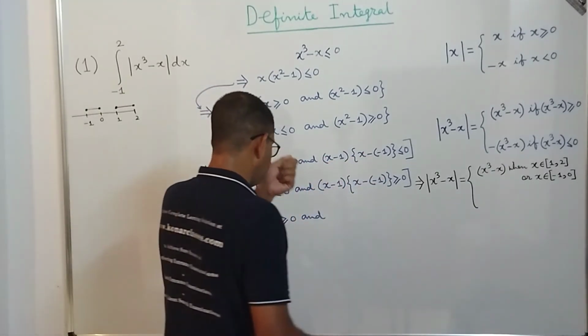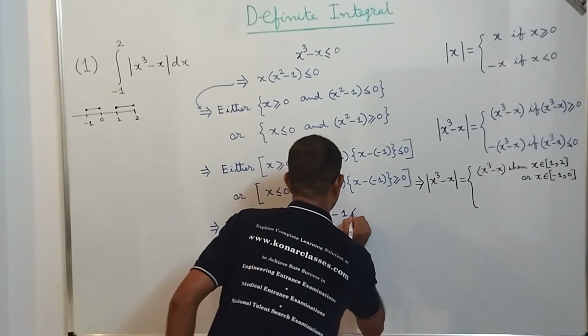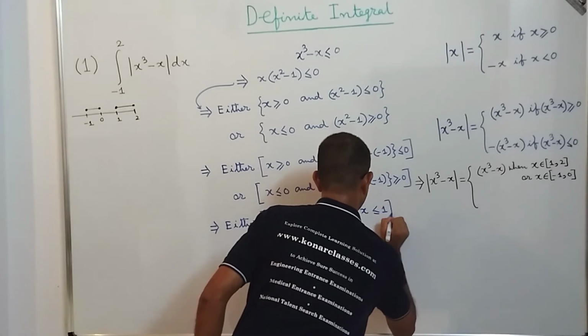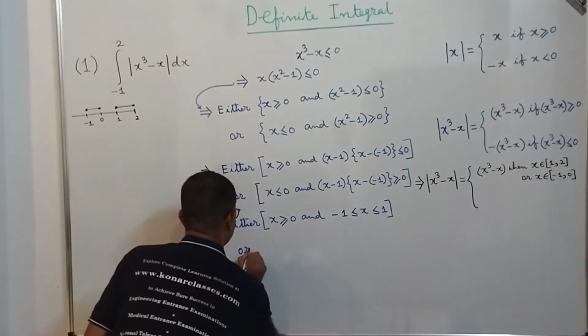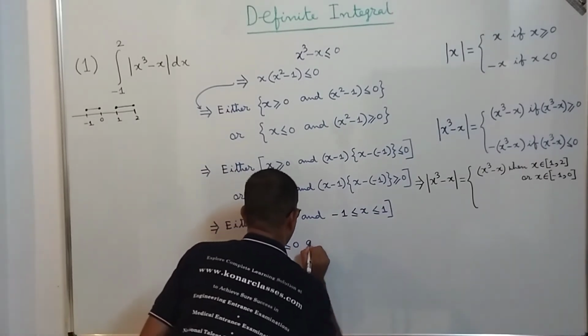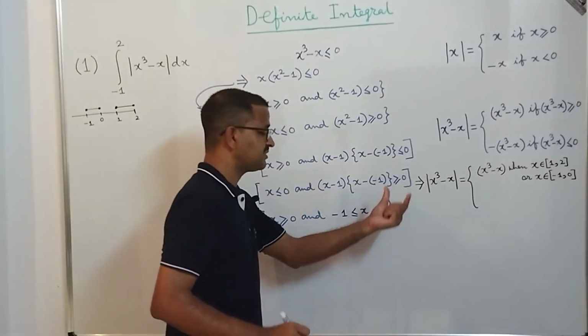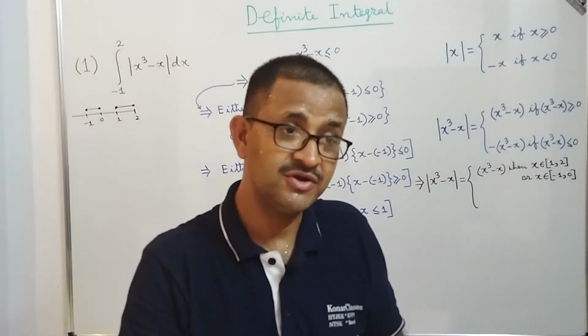So what is the minimum between minus 1 and 1? That is minus 1. So you can write minus 1 less than or equal to x less than or equal to plus 1. That is the either part. Or we can say that x is less than or equal to 0 and (x minus 1)(x plus 1) is greater than or equal to 0, the product of two quantities greater than or equal to 0.